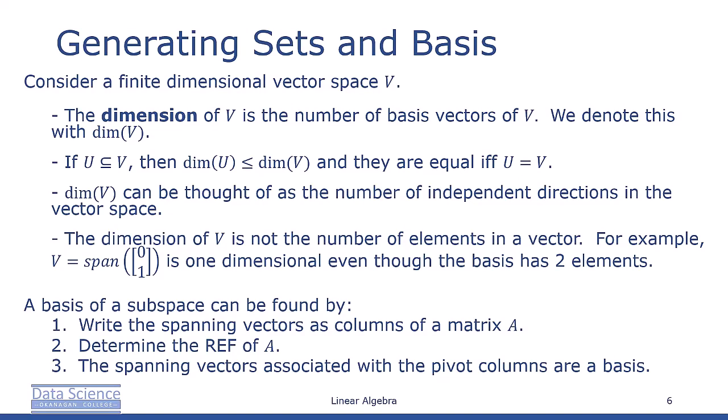Intuitively, the dimension of a vector space can be thought of as the number of independent directions in the vector space. The dimension of a vector space, however, is not necessarily the number of elements in the vector. For instance, the vector space V, that's the span of 0, 1, is one-dimensional, even though the basis has two elements.